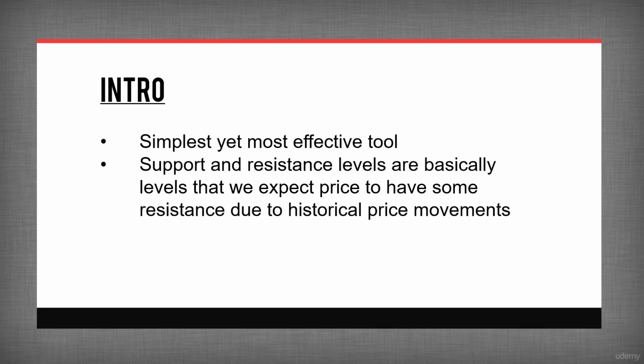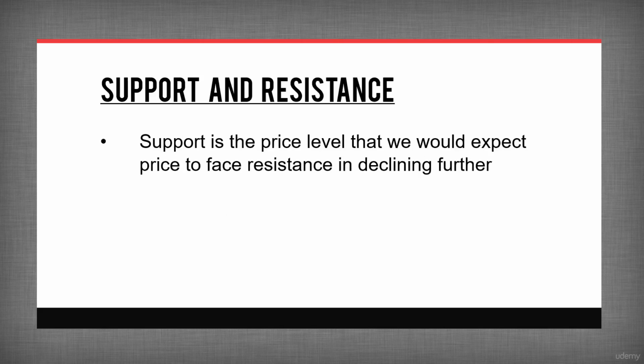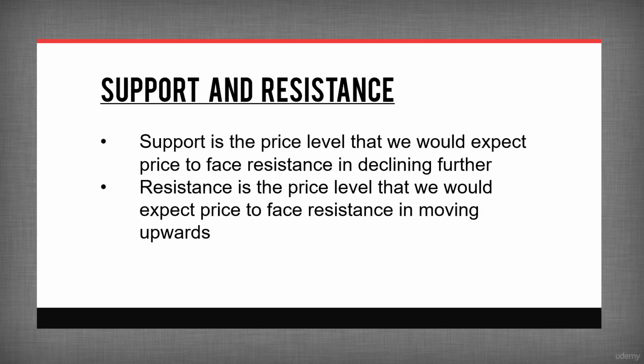Support and resistance lines, or levels, are basically prices at which we believe the markets will face some resistance due to historical price movements. Now when we talk about support, we refer to the price level at which we expect price to start facing resistance when it comes to declining any further. Likewise, resistance is the price level at which we expect price to face resistance when moving upwards.